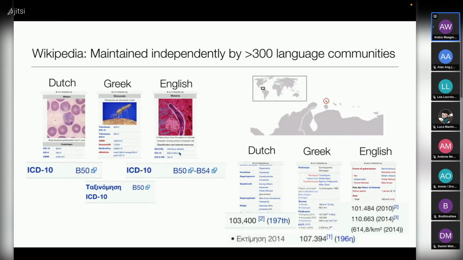For example, if you speak English and you're interested in malaria, you will get the ICD-10 code, which is the International Classification of Diseases, being B50 and B54. However, if you go to the Dutch page or the Greek page, you will only get one identifier. Similarly, for population numbers, if you visit the Wikipedia page for Aruba, you will see different population numbers given the language edition of Wikipedia that you're visiting. This is a challenge to deal with.